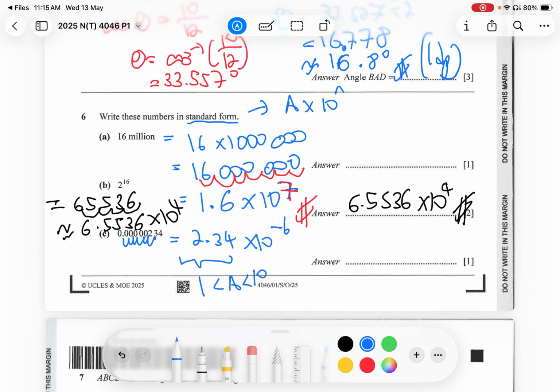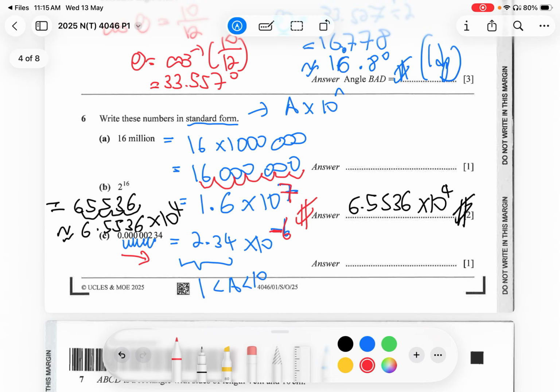You see this part. So it cannot be 23 or 233. It should be 2.34 between 1 to 10. Then here is negative. Here is minus 6. It's negative 6 because I'm going to the right. To the right is minus. Power is minus. So my answer is 2.34 times 10 power negative 6. Okay, for this.